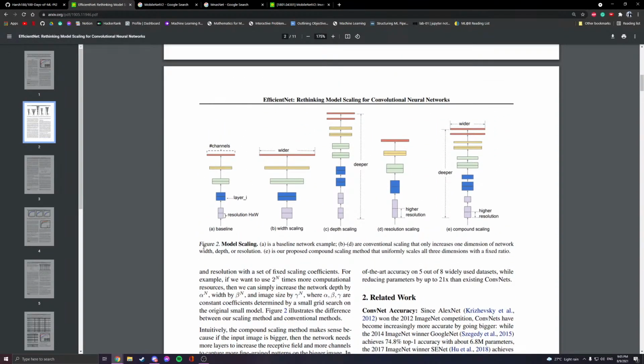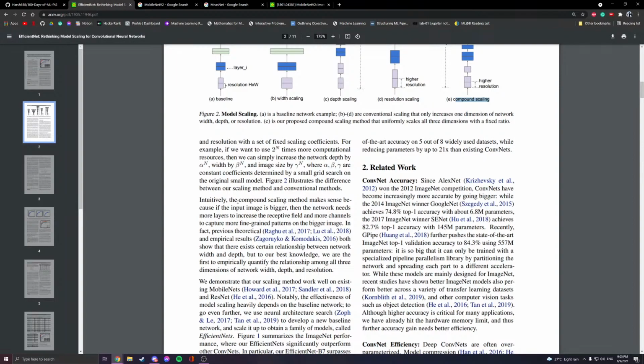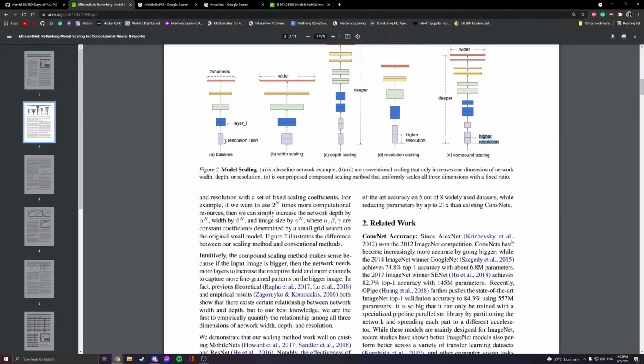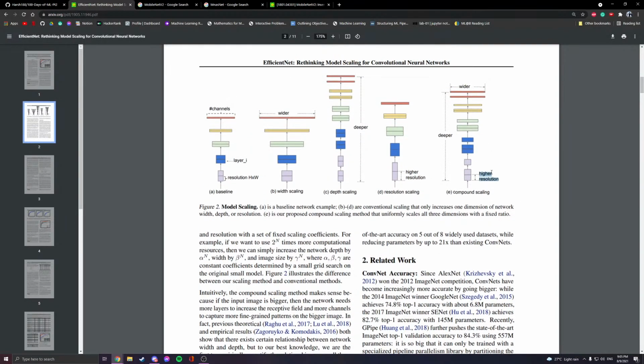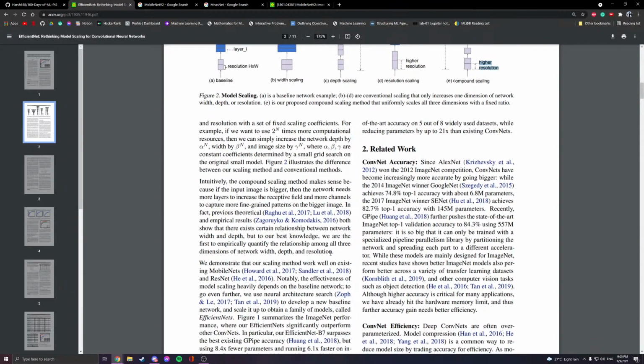And so they point to this figure where we can see a baseline model. We can see a model where only width is scaled, only depth is scaled, only resolution is scaled. Whereas compound scaling takes a common ratio of all of these coefficients and scales them uniformly. And what they say is that it intuitively makes sense because, if you have a higher resolution image, your network also has to have more layers, and due to the fact that it's going to be a better, highly dense input, there's more input to work with.